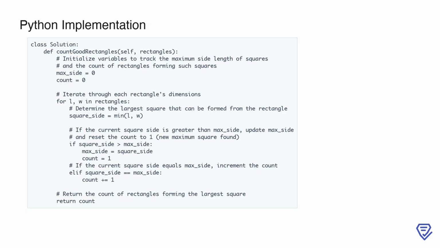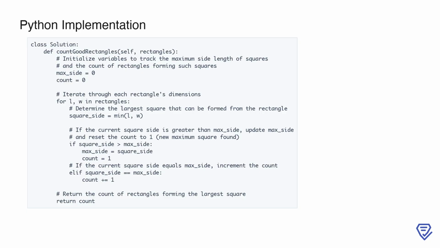For each rectangle, the code determines the largest square that can be formed by taking the smaller of the two dimensions, using min(L, W). This ensures that the square fits entirely within the rectangle. After calculating the square side length, the code checks if this length is greater than the current max_side. If it is, max_side is updated to the new larger value, and count is reset to 1, as this is the first rectangle forming the new largest square.